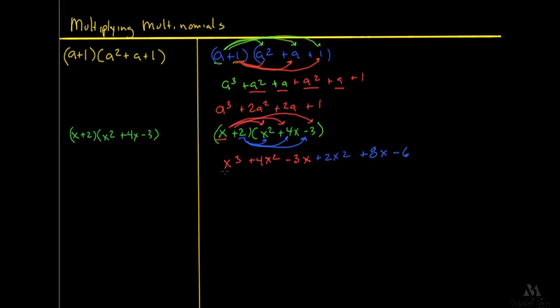Let's find our like terms. I don't have any other x cubed terms. We do have a 4x squared and a 2x squared, so that's going to be 6x squared. I've got a negative 3x here, and an 8x, which is going to give us a positive 5x. And then negative 6, the term by itself. So our final answer is x cubed plus 6x squared plus 5x minus 6.